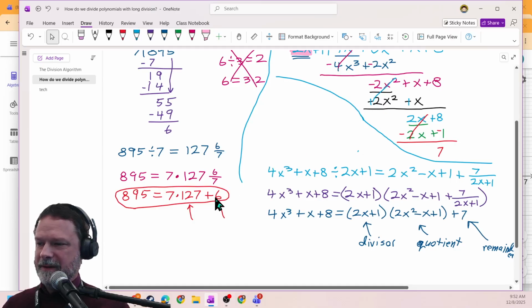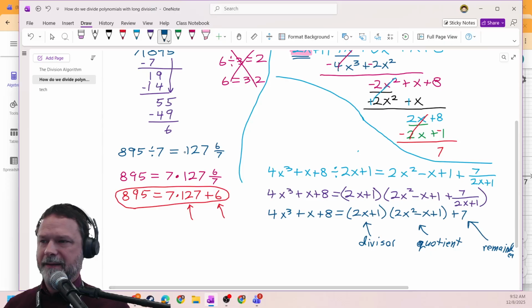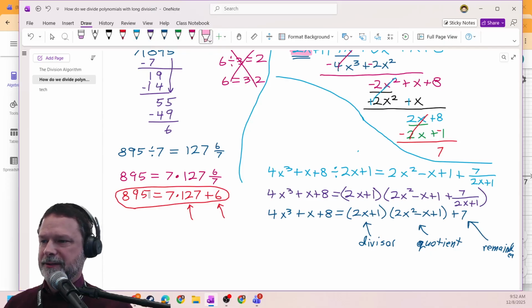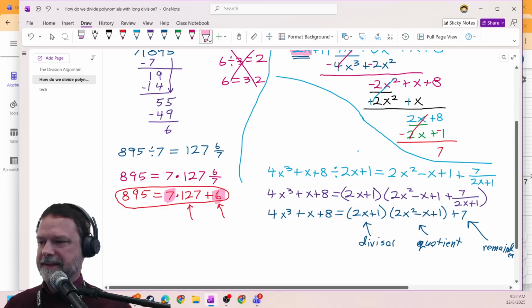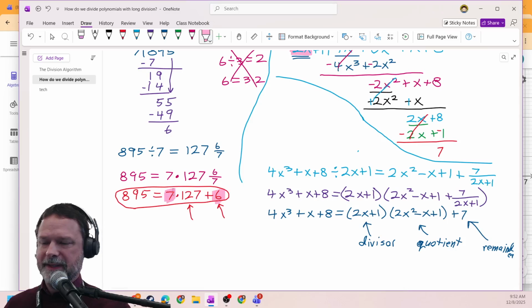Now, something to note is that the remainder, when you do long division, is always smaller than what you divided by, right? There's this relationship here. The 6 is always going to be less than the 7. Whatever the remainder is, it's going to be less than what we divide by. We also have the case here with our remainder and what we divided by. The remainder here is always going to have a smaller degree than what we divided by.